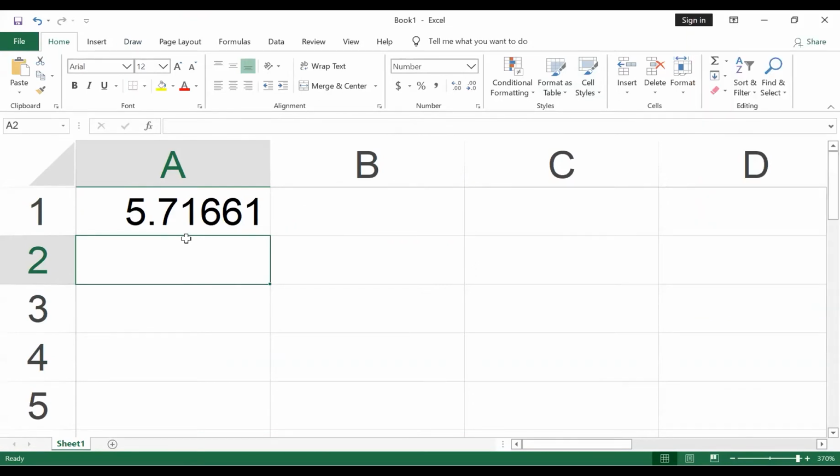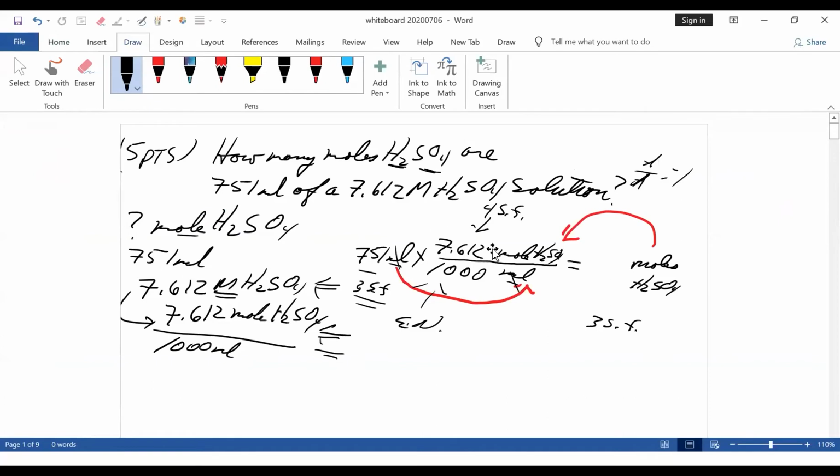And round this off to three significant figures. Keep the 5, keep the 7, keep the 1, use the 6 to round off. That's 5 or higher. Therefore, I drop all this, increase the 1 to 2, and my answer would be 5.72 moles.